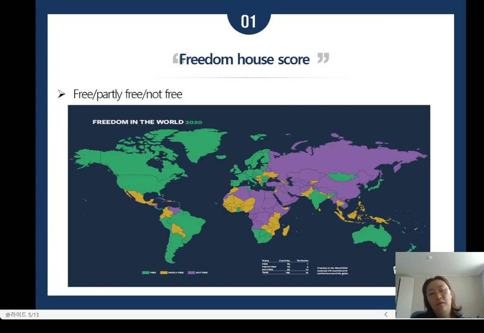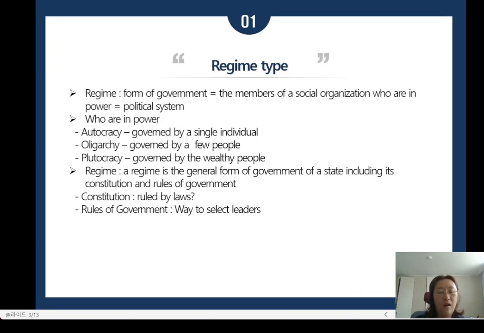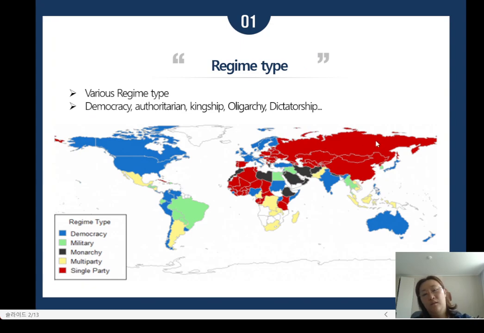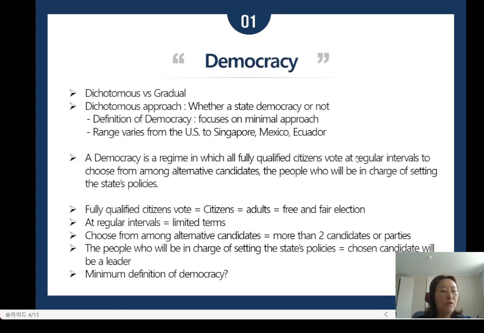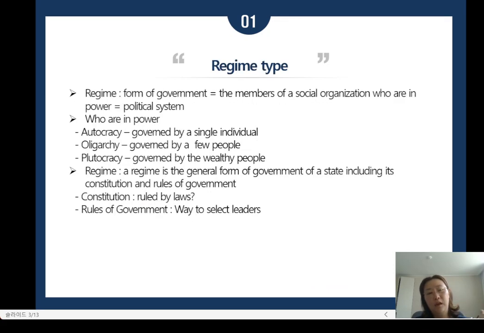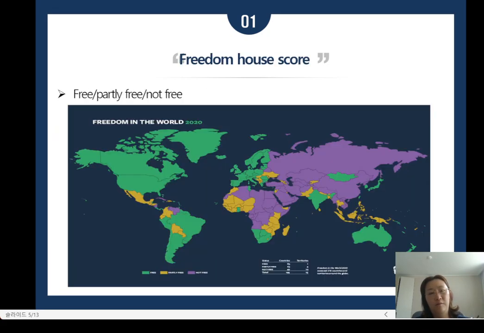So if you look at the map, it's usually overlapped with here, but this is different, right? So I think it's Mongolia, right? Some measurements say Mongolia is not a democracy, but some say it is. So it is a little different. But it's pretty sure these countries are not democracies in the world, and they are partly free.